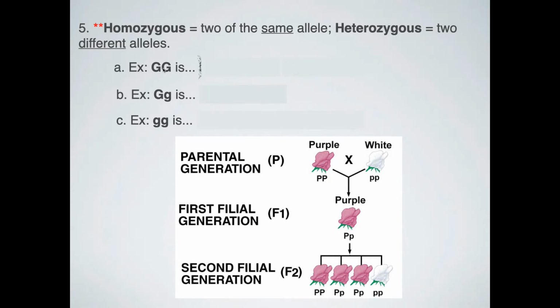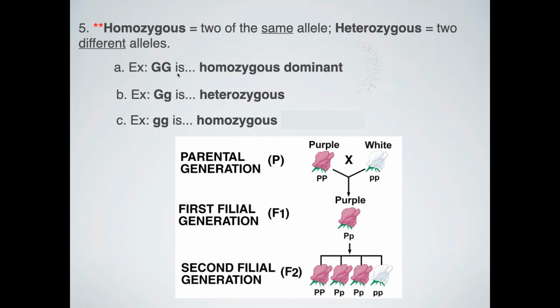So these are the same, so that's definitely homozygous. These are different, that's heterozygous. These are the same, that's homozygous. Now, how do we distinguish between capital and lowercase letters? Well, we add the word dominant or recessive. So homozygous dominant is two capital letters. Homozygous recessive is two lowercase letters, right?